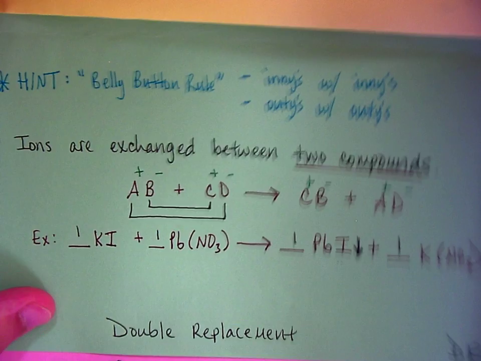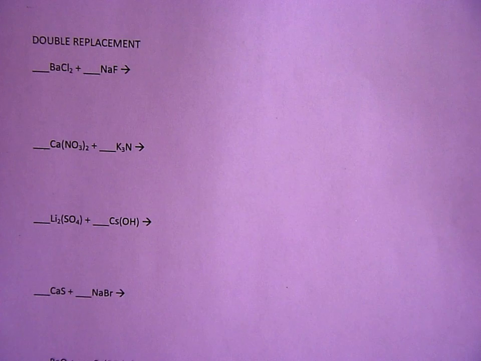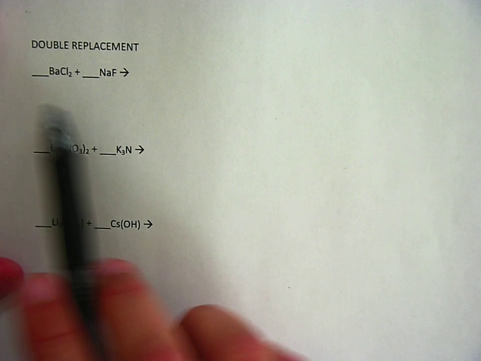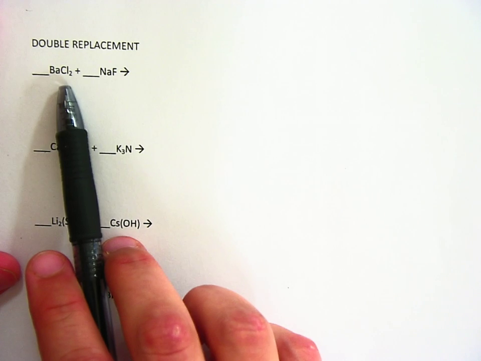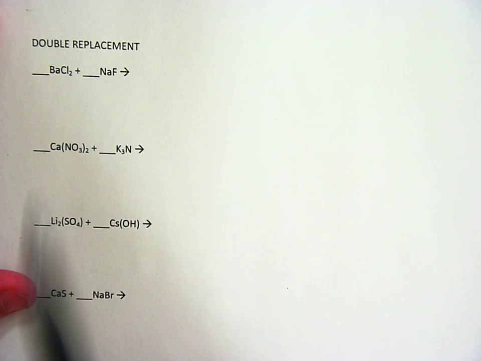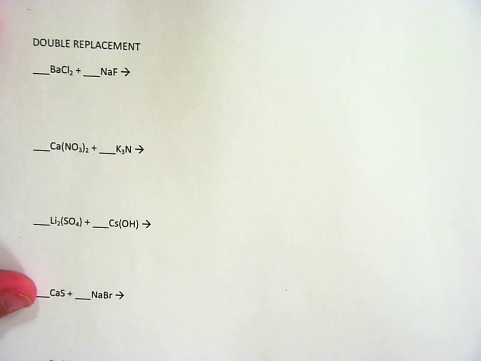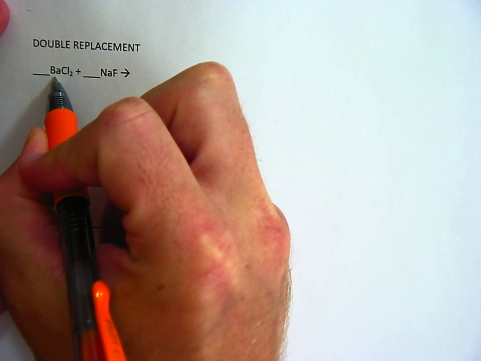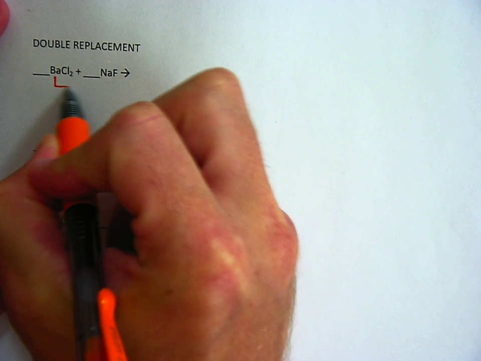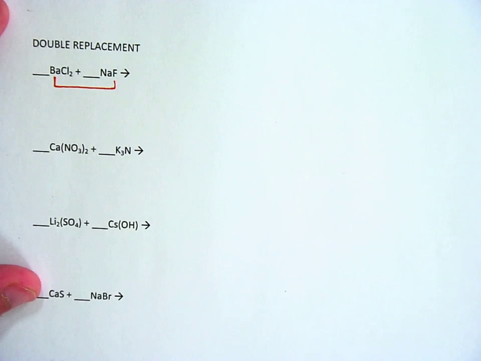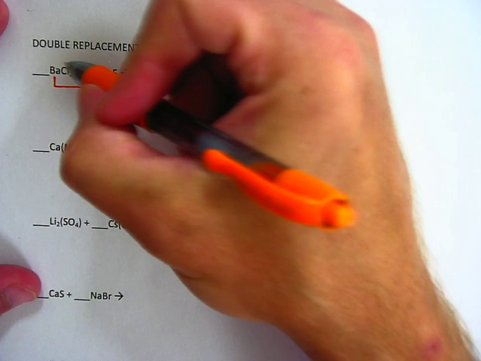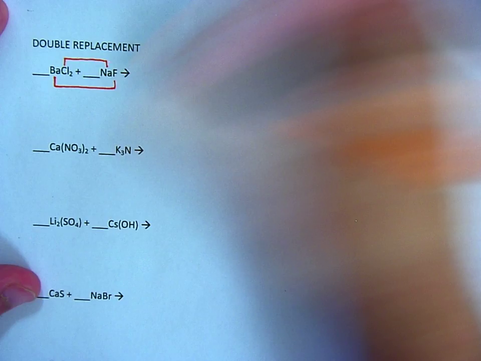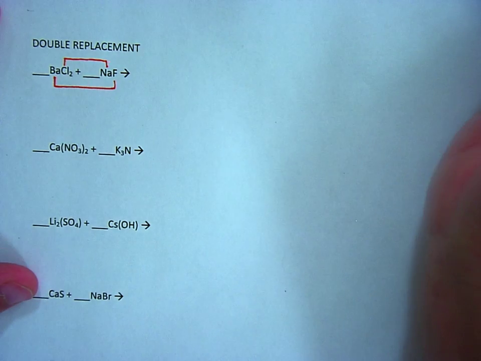All right. And we're also going to be using our periodic table to look up the charges to get the correct formula. So in this example, we'll do the first one. We have barium chloride plus sodium fluoride. So we're going to do the innie-outie rule. Barium, we'll do the outside first. Barium is an outie, will connect with fluorine, which is also an outie. And then chlorine, an innie, will connect with sodium, which is the other innie. Okay, so that's how we're going to do this.